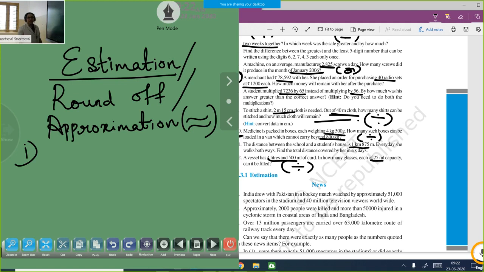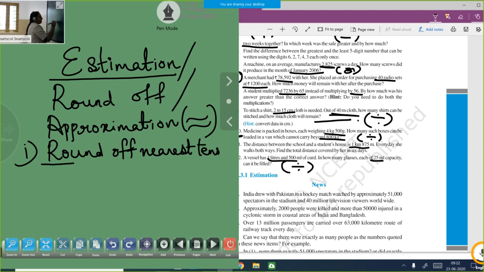But if you want, those who studied last year like this can use that symbol also. That is also correct. First, the teacher is going to show you round off nearest tens. The teacher is using the word round off, meaning estimation. Round off nearest tens. How to round nearest 10?